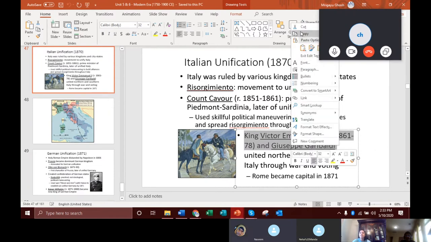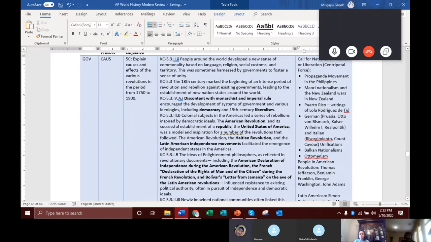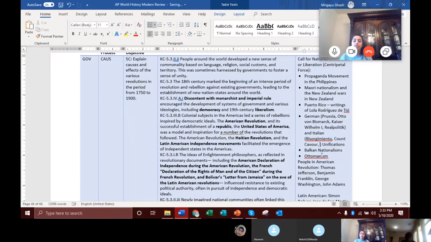Then we have... remember, this was the day before the last day. And before this, we had the Italian city-states, right? We had the Venetian city-states. So now we have all these different people, such as King Victor Emmanuel and Giuseppe Garibaldi, I have no idea how to pronounce that.